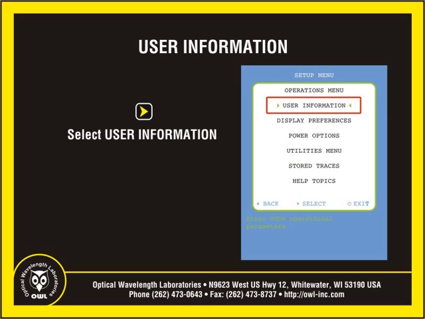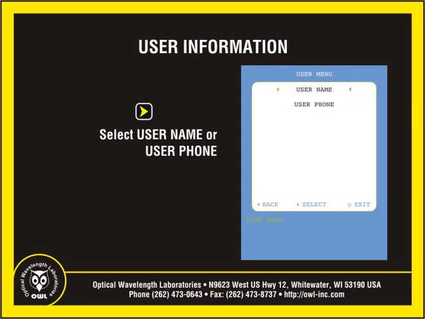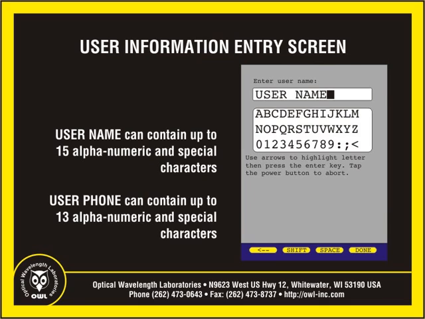The User Information menu option allows the owner of the OTDR to set their name and phone number in the OTDR, which will also appear on test reports. To enter the username and/or phone number, select the corresponding menu option by pressing the right arrow button. The User Information entry field allows the user to enter a 15-character name, which can include any alphanumeric or special character, or a 13-character phone number.